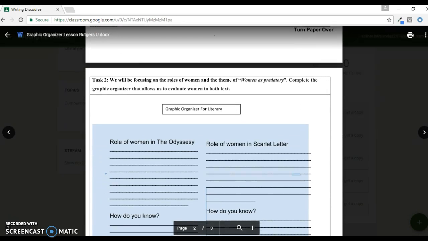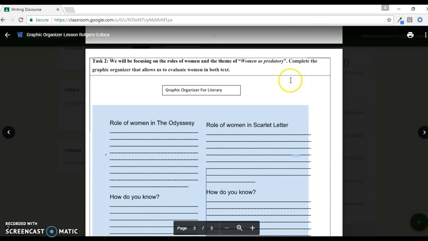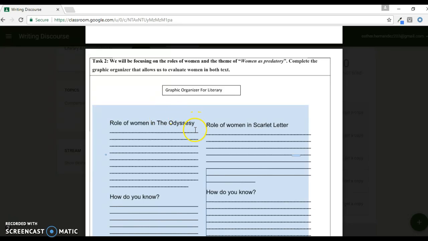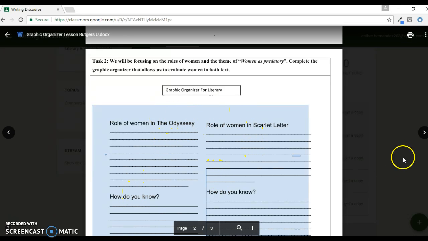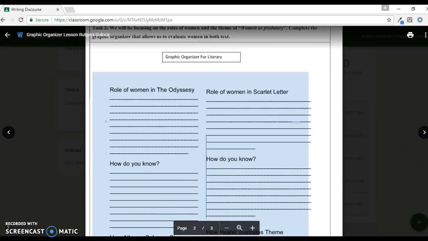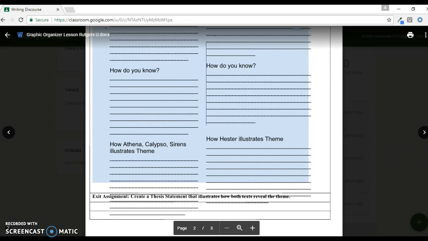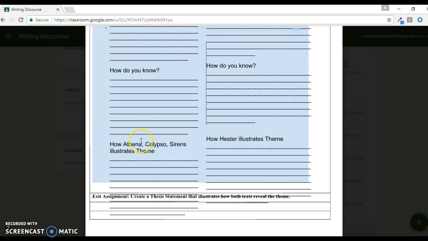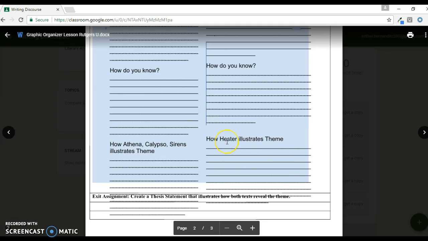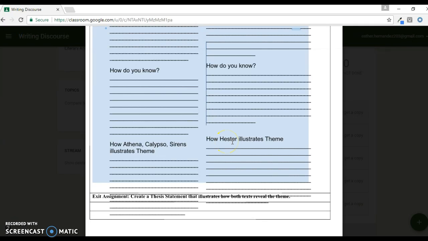Now here's the graphic organizer that allows them to look at the theme of women as predatory. So students have to identify the role of women in both of the texts. How do they know? So justify their claims. And then talk about specific characters and how it illustrates the theme. This was a way to scaffold, especially for the Odyssey, which is a very complex text. They can talk about Athena, Calypso, or the Sirens, whereas the Scarlet Letter just focuses on Hester Prynne.